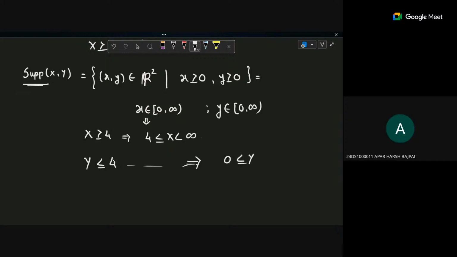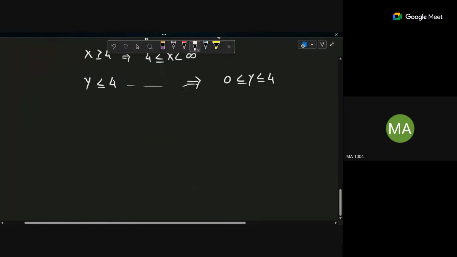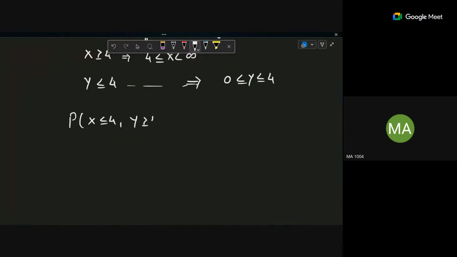Yes, ma'am, got it. Ma'am, just one more thing. Can we switch the logic between these? Like, if I say X has to be less than or equal to 4 and Y should be greater than or equal to 4? Yes, you can find that probability also. You just calculate the probability that x is taking values less or equal to 4 and y is taking values greater or equal to 4. So both will be the same thing?